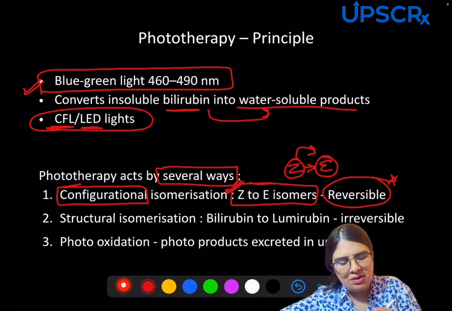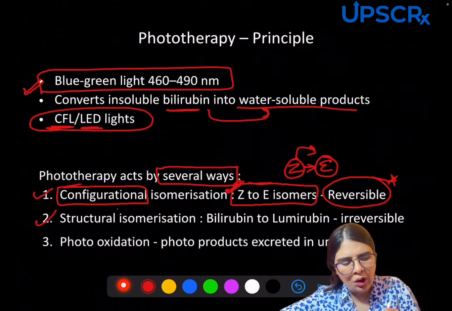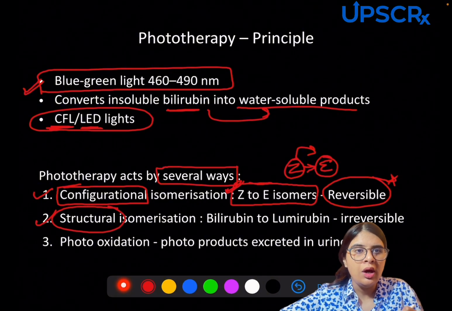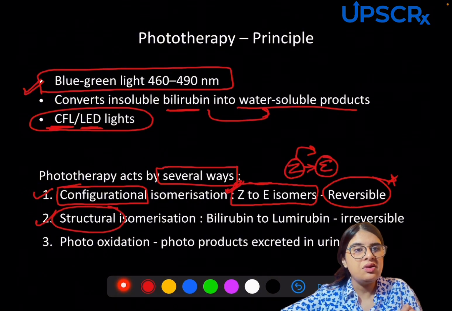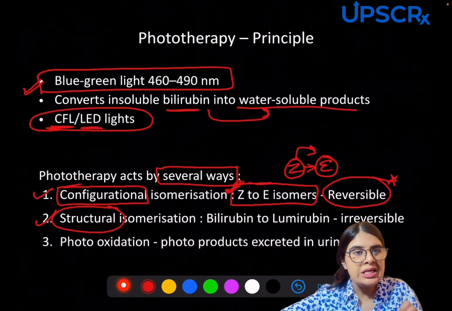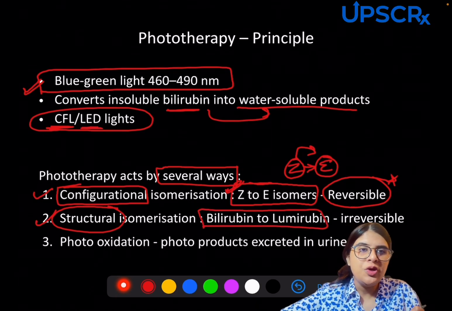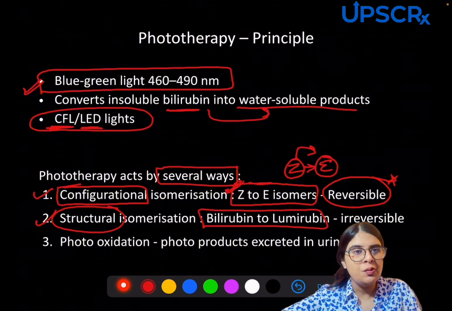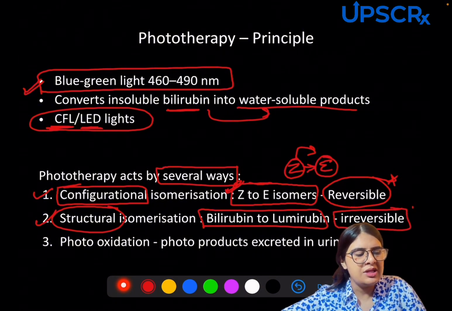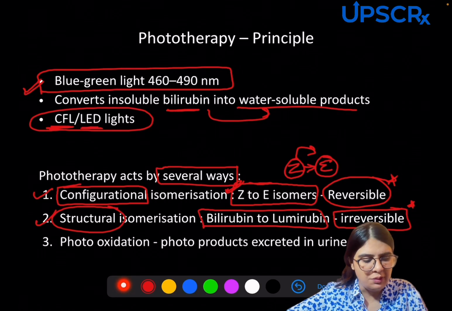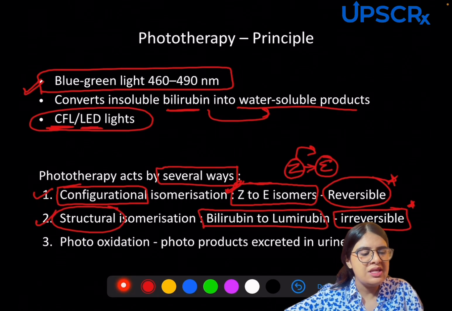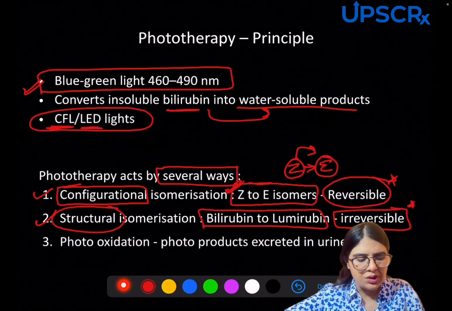This step is reversible. If you talk about structural isomerization, this is the irreversible step, and this is also the key step in phototherapy where bilirubin is being converted to lumirubin. So bilirubin is converted to lumirubin, and this is the irreversible step, and this is the most important step which takes place in phototherapy. And this lumirubin is the water soluble form, so this can be excreted out, right?